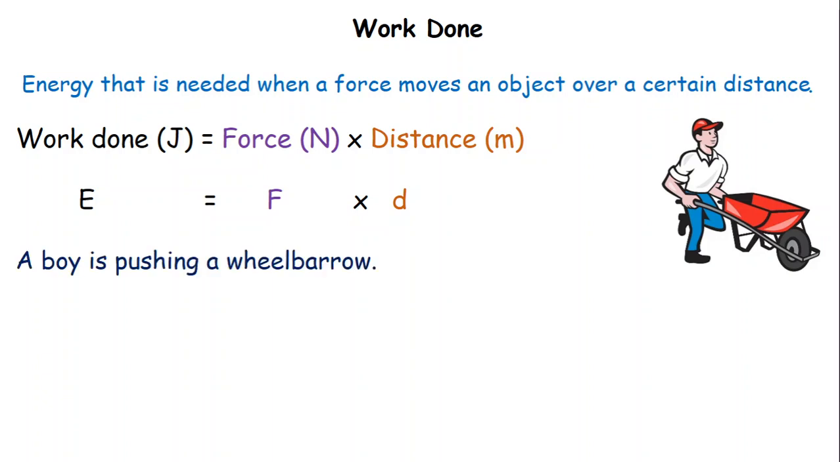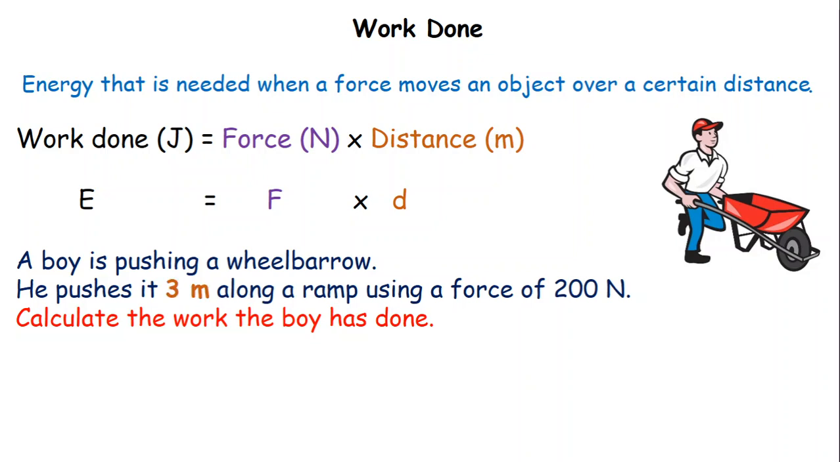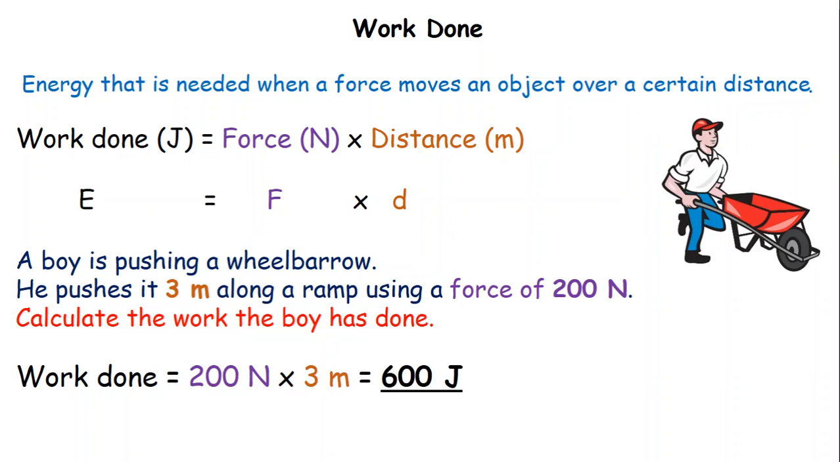Now we're going to look at an example. A boy is pushing a wheelbarrow. He pushes it 3 meters along a ramp using a force of 200 newtons. Calculate the work the boy has done. So now we need to find the value for force and the value for distance given in this question. And the distance here is 3 meters and the force 200 newtons. So those two numbers we need to plug into our equation. So we get work done equals 200 newtons times 3 meters, and this gives us a work done of 600 joules.